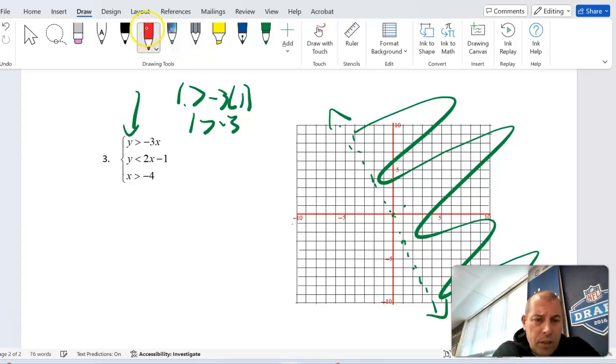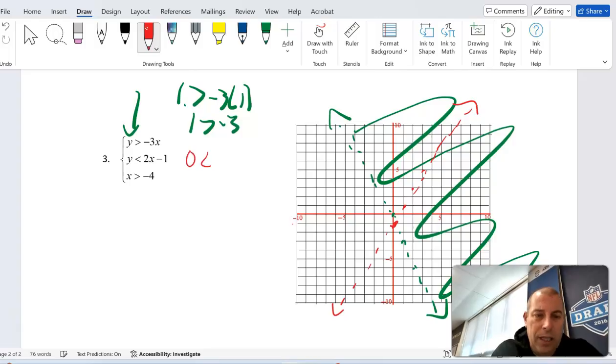Let's go red. Y is less than negative 2x minus 1. Go down to my negative 1, and my slope is negative 2: down 2, right 1, down 2, right 1. It's a dotted line as well. I always feel the need to make sound effects when I'm doing dotted or solid lines. This time the line went through negative 1, so I can test out (0, 0).